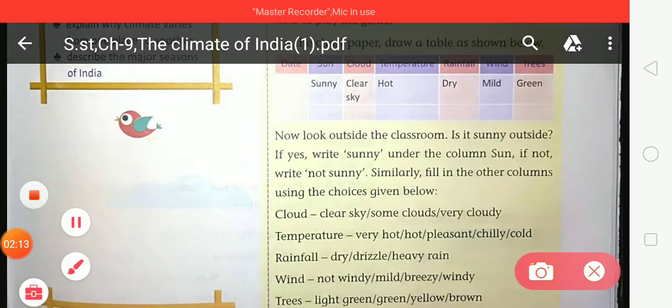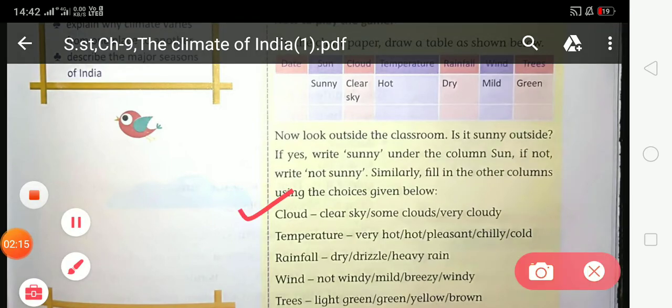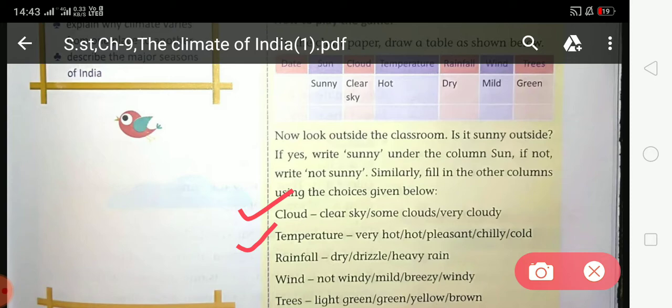Now the first one is cloud. If your sky looks clear, then you have to write clear sky, and if there are some clouds, then you have to write some clouds, and if it is very cloudy, then you have to write very cloudy. So students, these depend upon the weather. Next one is temperature. In the next column you have to fill in the temperature.